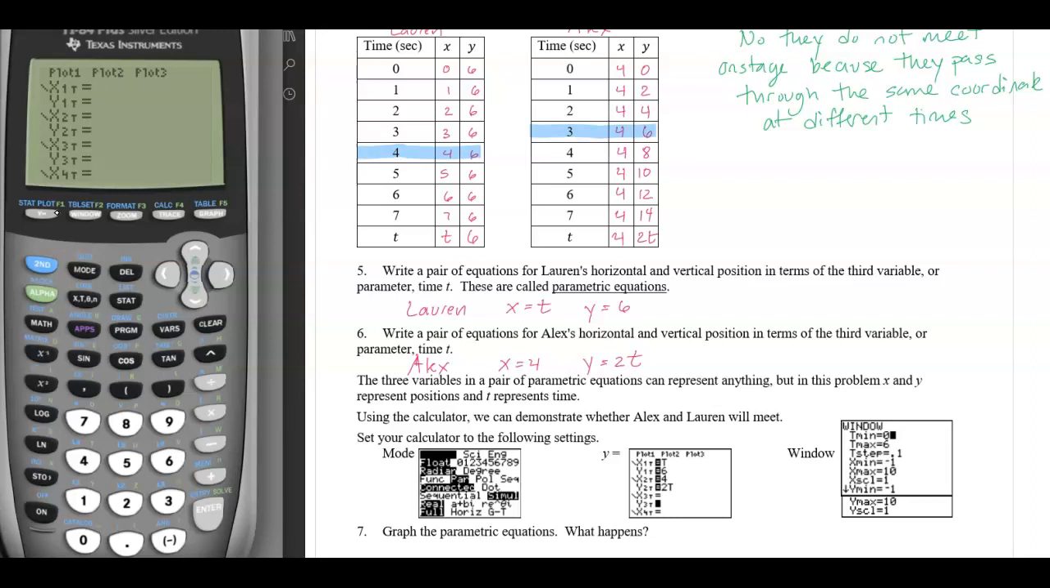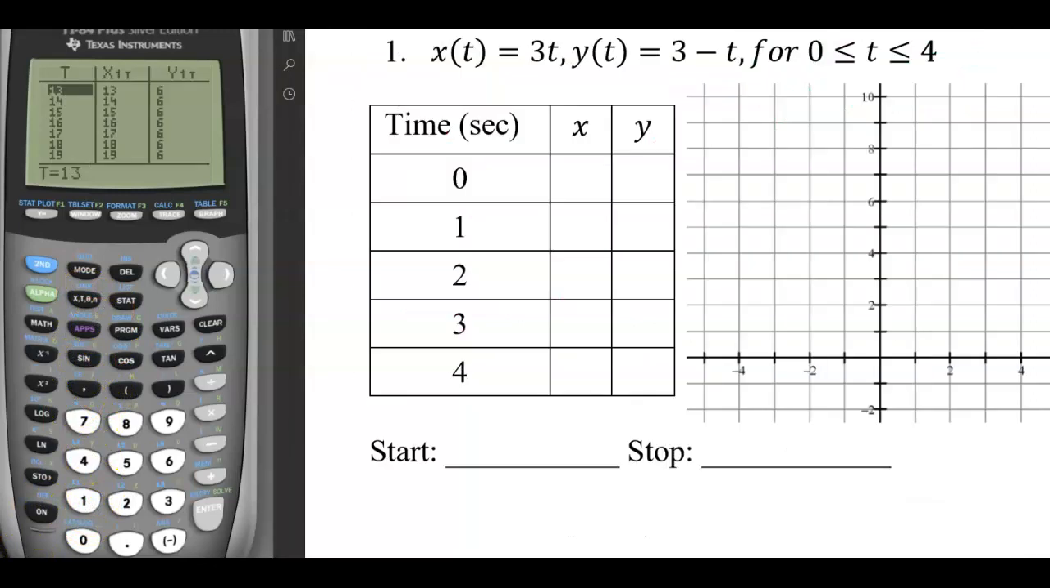So I just type in, for Lauren's parametric equations, x equals t and y equals 6. Now to get t, you just press the variable button next to alpha. And then we have x equals 4 and y equals 2t. So we're going to try graphing these first by hand and then checking using our calculator if needed. These are extremely easy to graph because all we're doing is plugging in values and plotting the points.